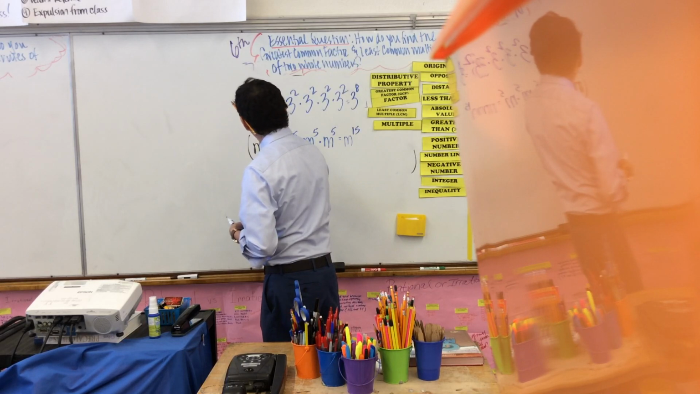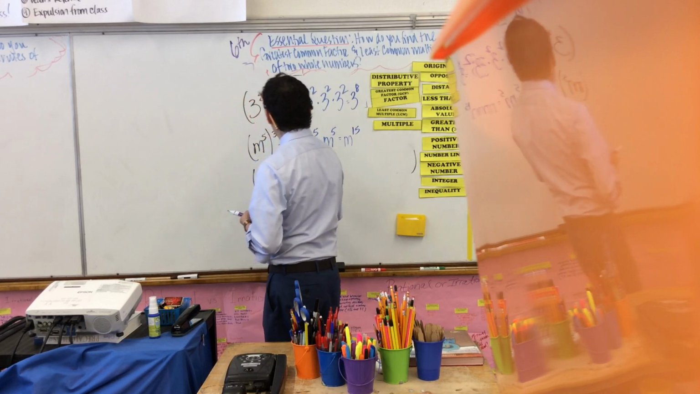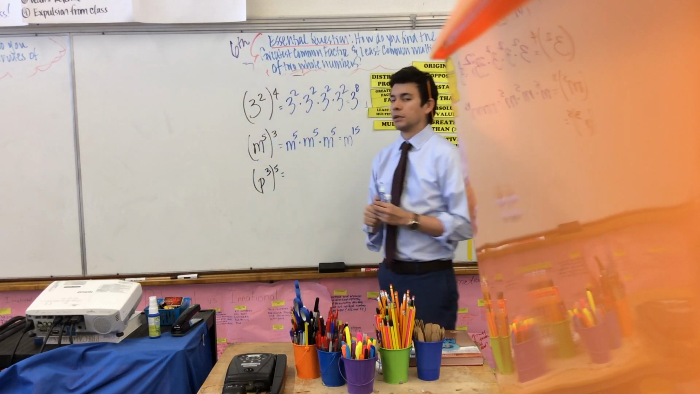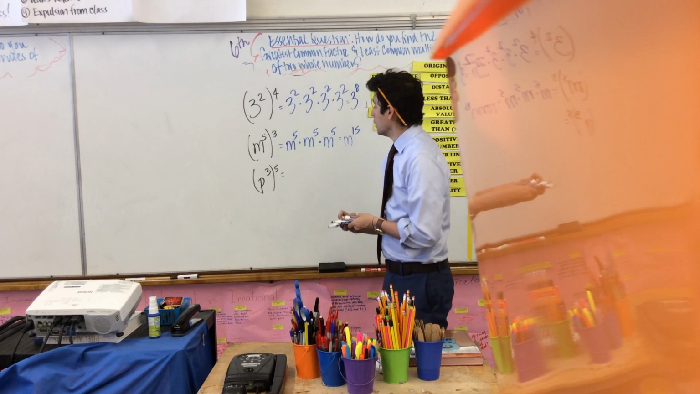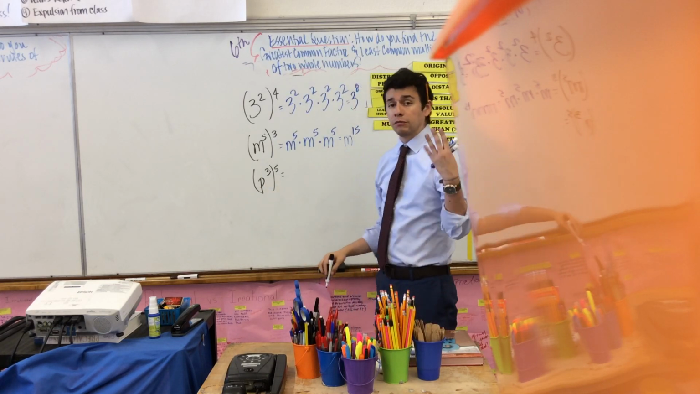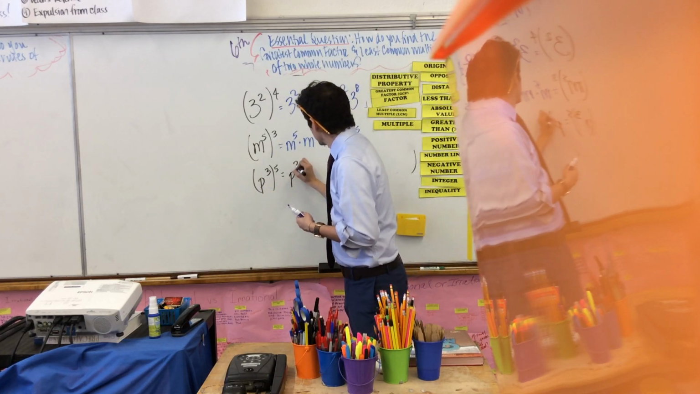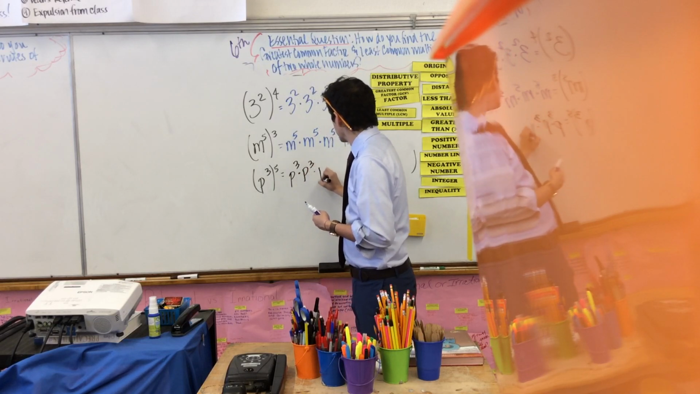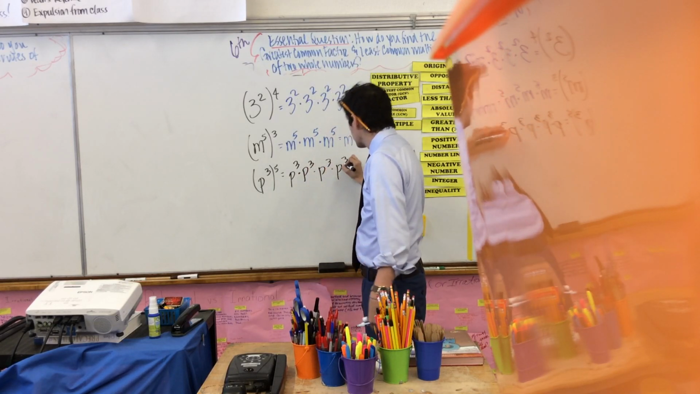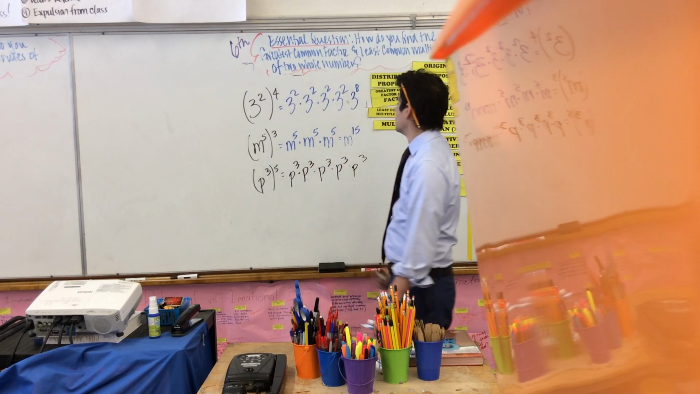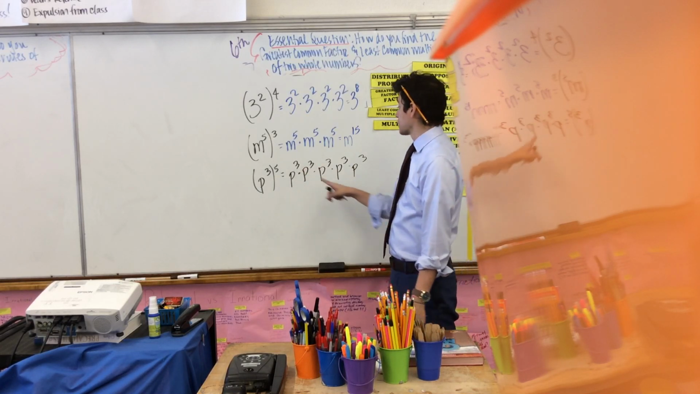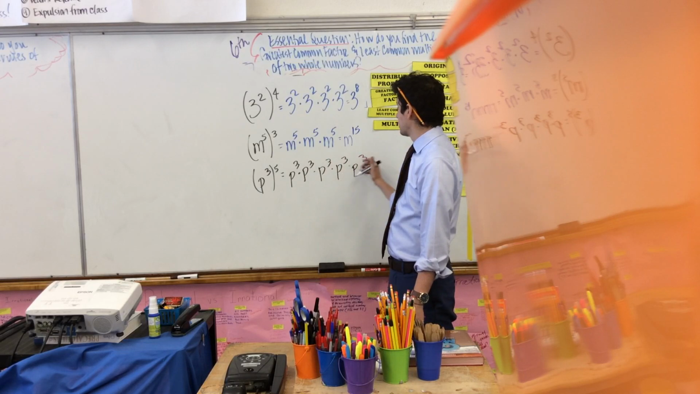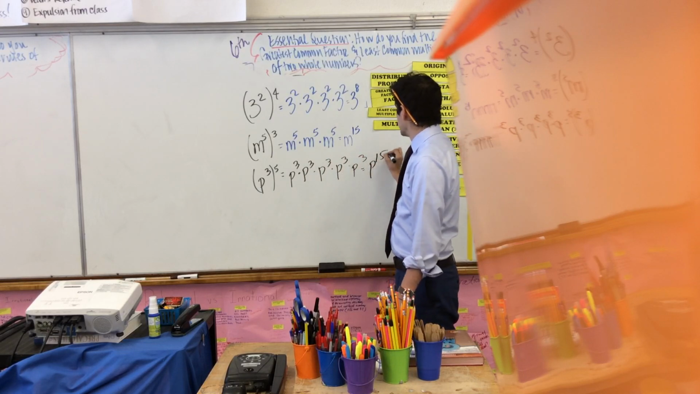Let's do one more. p to the 3rd power raised to the 5th power. And by the way, these are called power to a power. The reason why is you have an exponent raised to another exponent. So this one, I'm going to write p to the 3rd 5 times. p to the 3rd times p to the 3rd times p to the 3rd times p to the 3rd times p to the 3rd. Okay? So we have the same base, so add the exponents. 3 plus 3 plus 3 plus 3 plus 3 is p to the 15th.